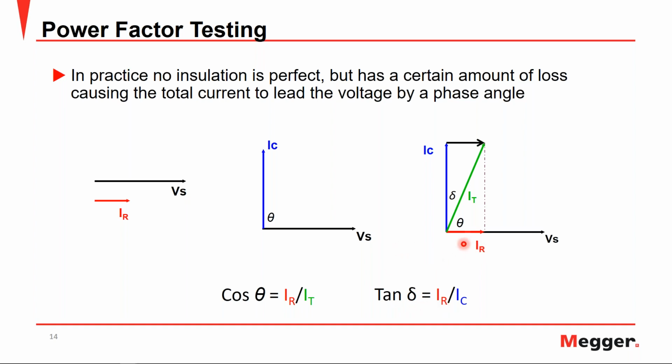And if we take a look at this situation, as we said earlier, we have our resistive current in phase with our voltage, our capacitive current 90 degrees out, which is going to have a resulting total current in green here that has a phase angle that's less than 90 degrees, but greater than the in-phase angle, which is going to result in a cosine of theta that's greater than 0.